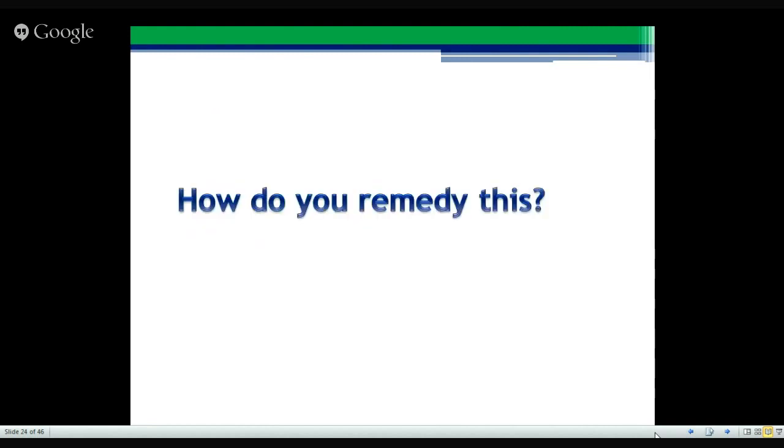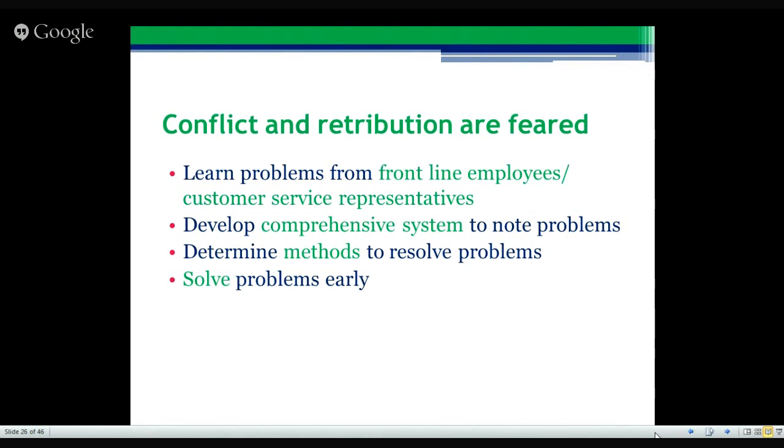If you figure out how to remedy this, you learn what the problems are. You ask your frontline employees, you ask your customer service representatives, and then you actually develop a comprehensive system to note the problems, determine the methods to resolve the problems, and then solve the problems early, and even have a frequently asked questions section on your website. That is going to solve a lot of problems.